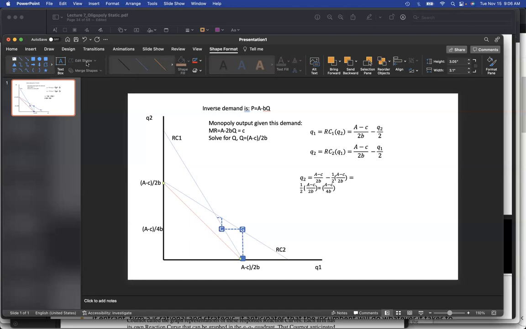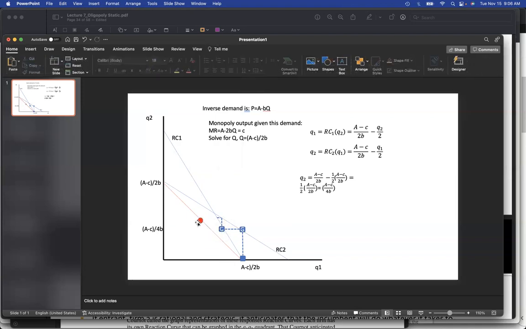Let's draw a picture of that. Why not? So this is roughly half. This is half monopoly output Q1. This is half monopoly output Q2. But the total output at this dot is equal to monopoly output. Everyone gets that? Clear?